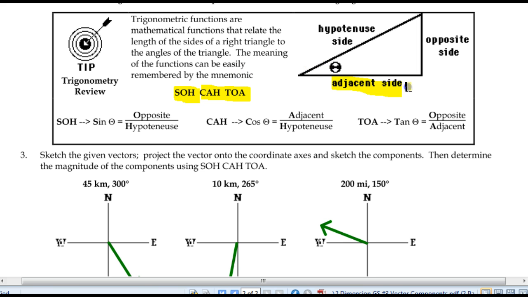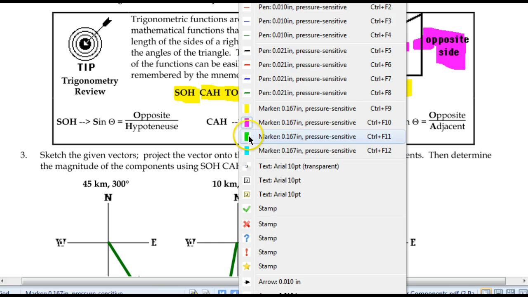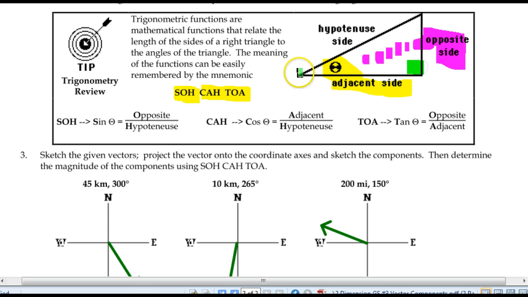Now, the adjacent side is the side that touches the angle. The opposite side is the side that's across from the angle, and the hypotenuse is the one that is across from the right angle. So this only really works for us broken down this way as long as the angles are right angles. Since we normally break a vector into two perpendicular or 90-degree components, this should work great for us.